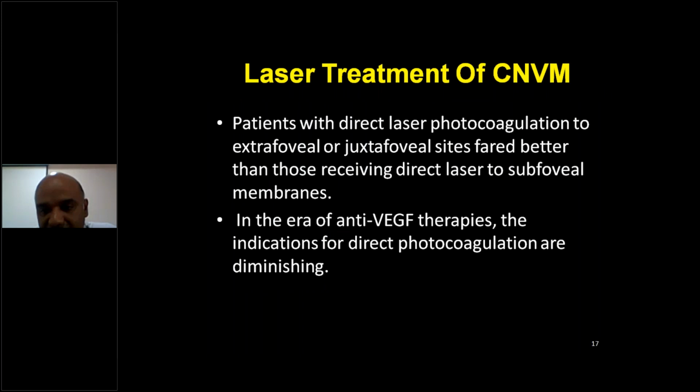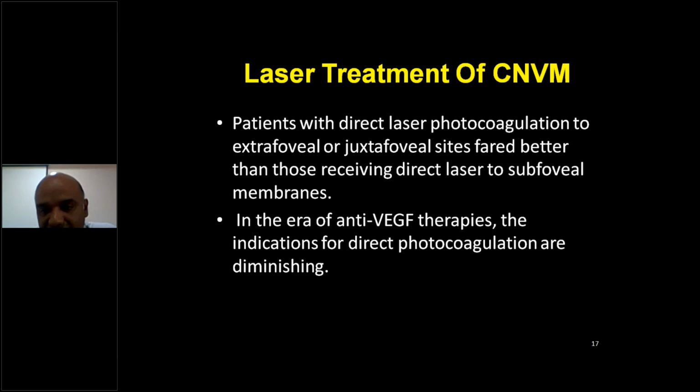Now, what are the treatment options? Earlier, in the 1980s and 90s, they tried laser treatment for CNVM, which is not used much these days after the advent of anti-VEGF therapies. These photocoagulations are very much diminishing, and hardly anybody is doing photocoagulation nowadays. It is nothing but just burning the retina.